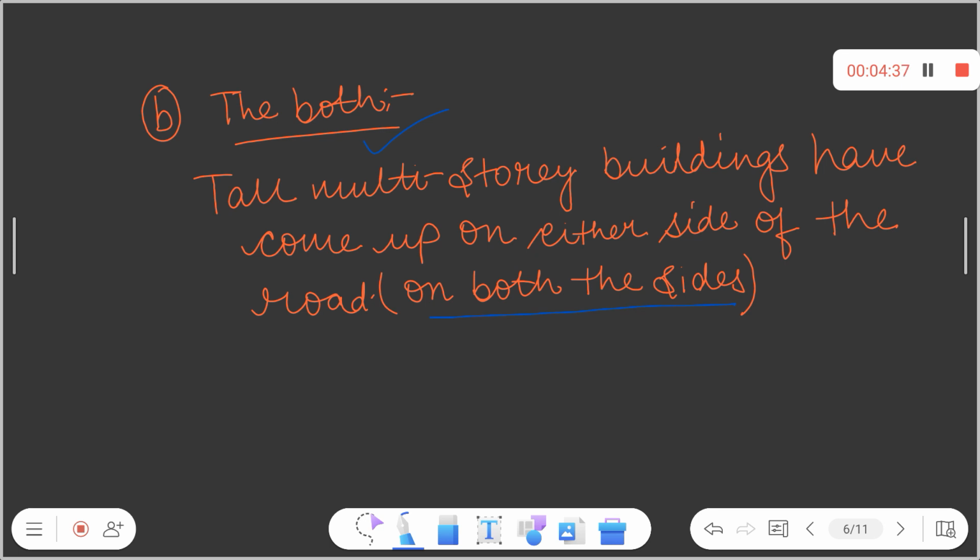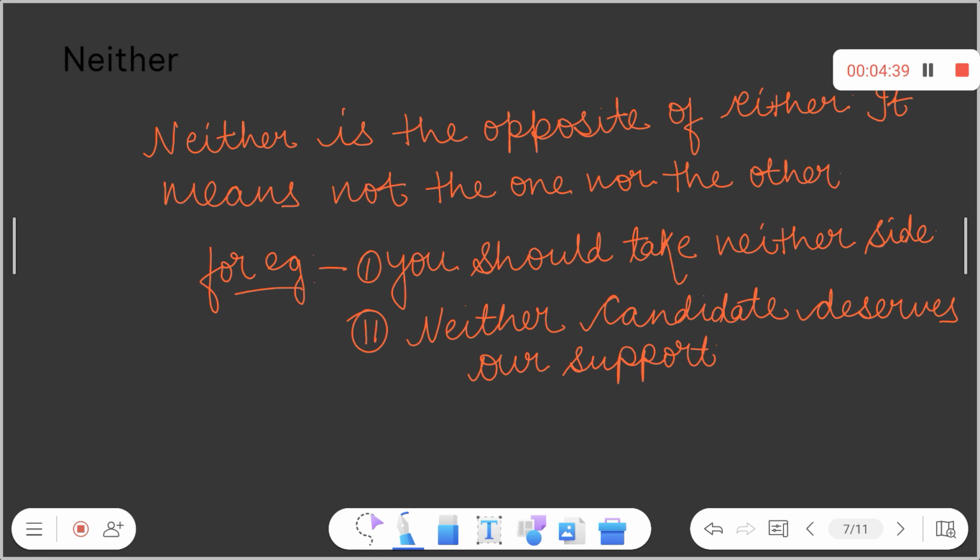After completing either, it's time to study about neither. What is neither? Neither is the opposite of either. It means not the one nor the other. So you can say none over here. When we talk about neither, you can assume it as none.